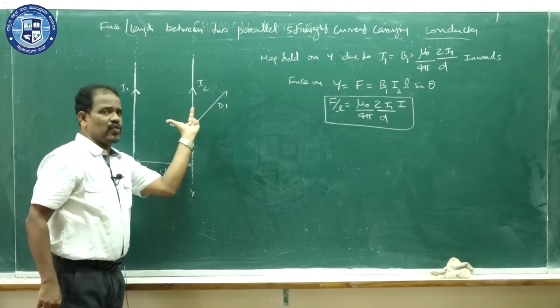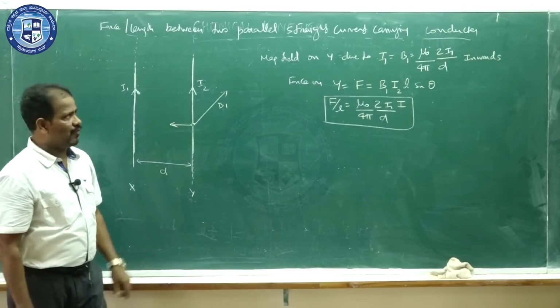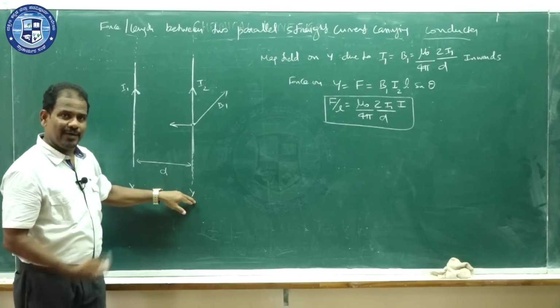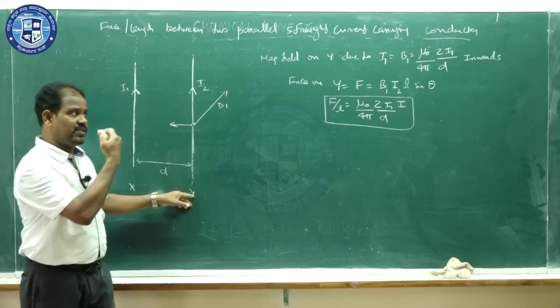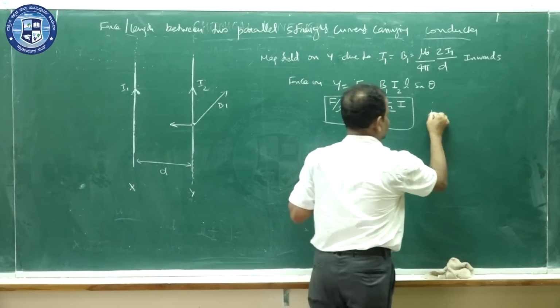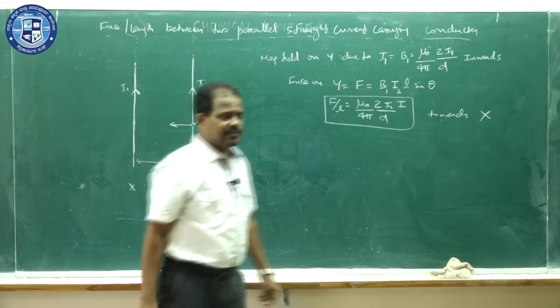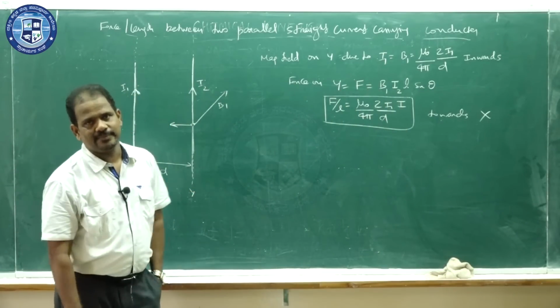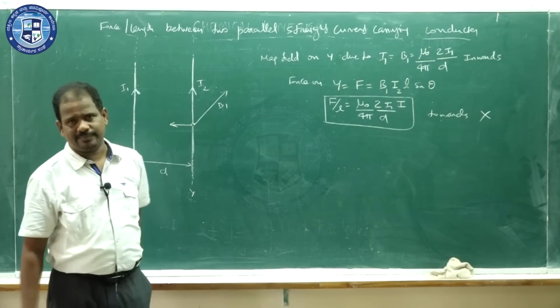And what is the direction of force? It will be towards X. We have calculated force on whom? Force on Y towards X. That means Y is attracted towards X. That means conductor Y is attracted towards X. Understood? Okay.